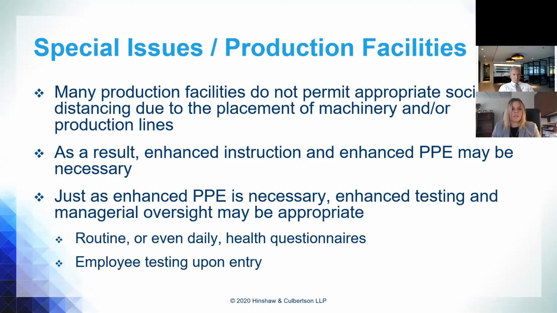There will be certain things and certain issues that some of you may experience that are unique to you. Social distancing in places where machinery is bolted to the ground and you need 3 or 4 people working on a machine might not be possible. All of those things will involve different kinds of conversations and different kinds of policies. So again, the most important thing is communication and putting your policy in place and in writing, so that way you are all adhering to it and people are being trained on it. Some of these instances could involve enhanced instruction, routine or even daily health questionnaires, employee testing we've already mentioned. Next slide, please.